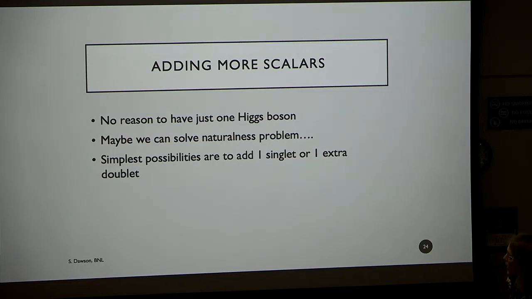Okay. So that leads us to think, well, everything isn't perfect in the standard model. Let's go ahead and see what happens if we add more Higgs bosons to our theory. We don't have any reason to expect there's just one. So maybe we can solve this problem, as I was saying, with a cancellation, like in supersymmetry, or in higher dimensional models, whatever. So the simplest possibility is to add a singlet or a doublet. There are lots of possibilities, but these are the simplest, and they illustrate the points.